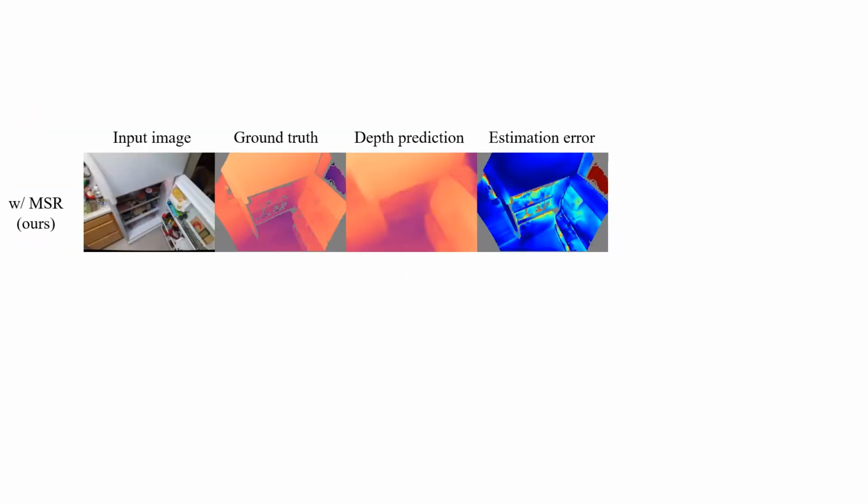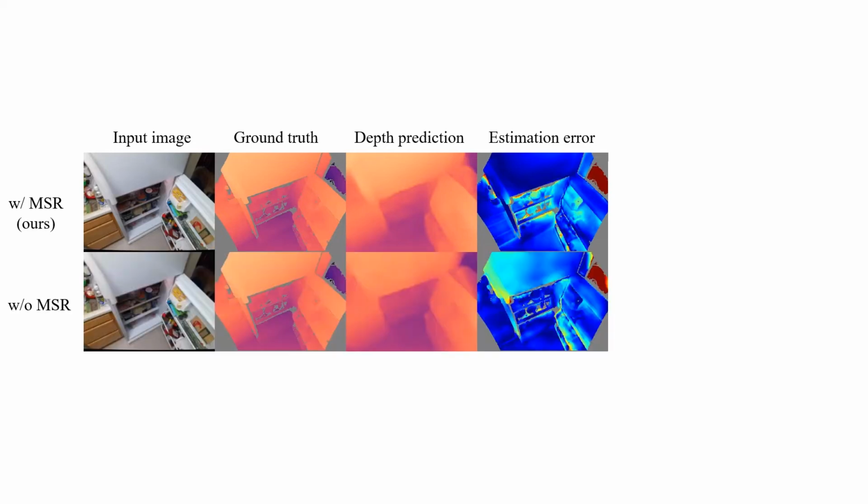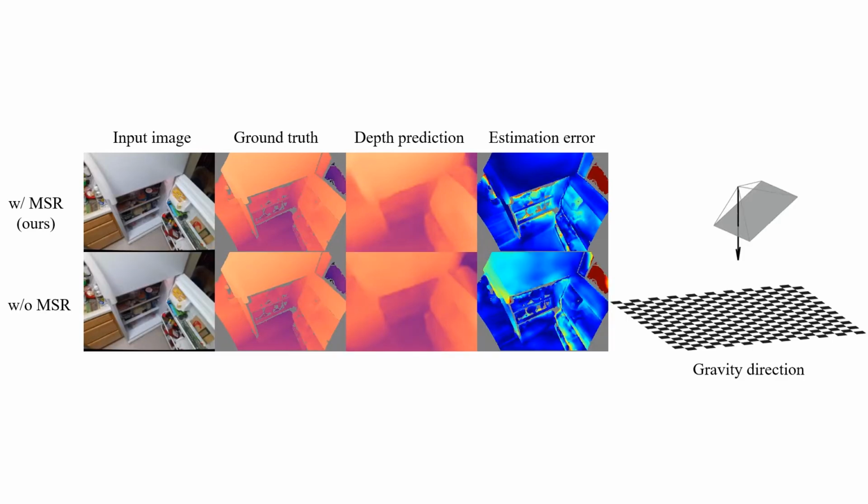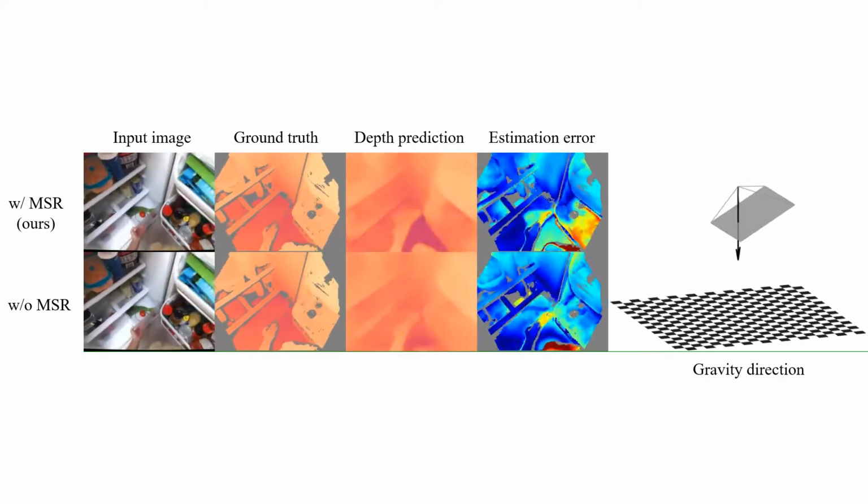Our multimodal spatial rectifier produces strong performance on depth prediction. From left to right, we show the image, ground truth depth prediction, and its error map. We compare with the standard training baseline on the bottom. On the right side, we show the gravity predicted from our network.